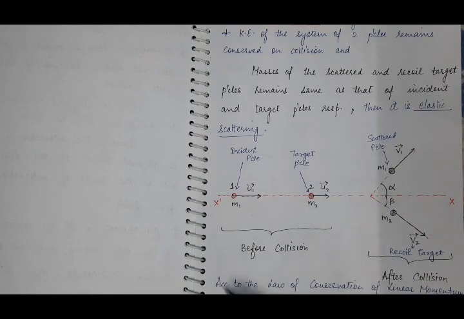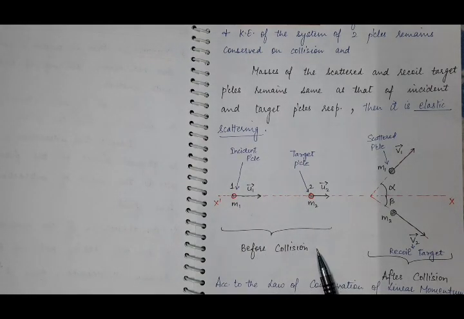This is the figure. Here this is the incident particle of mass m1. It is moving with the velocity u1. The target particle has mass m2, and it is moving with the velocity u2. And this is the scenario before collision.